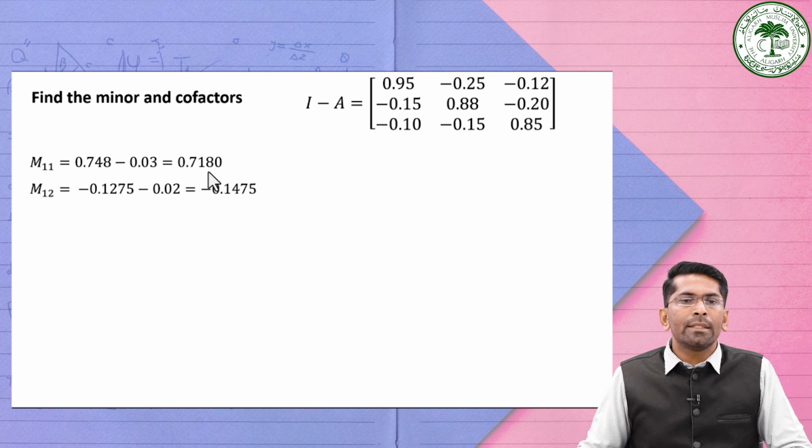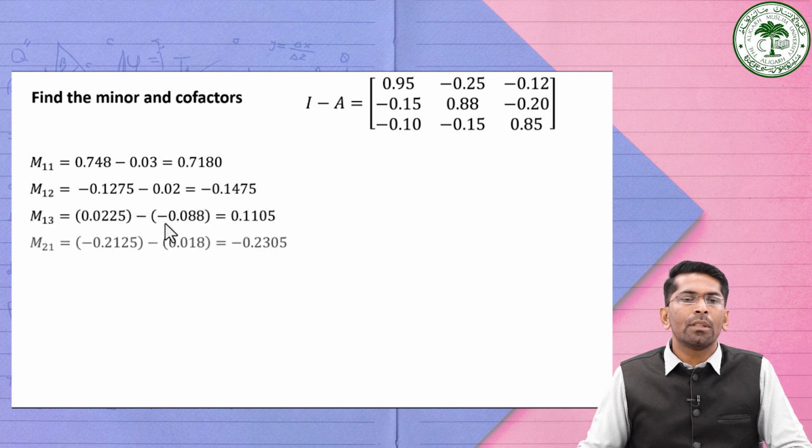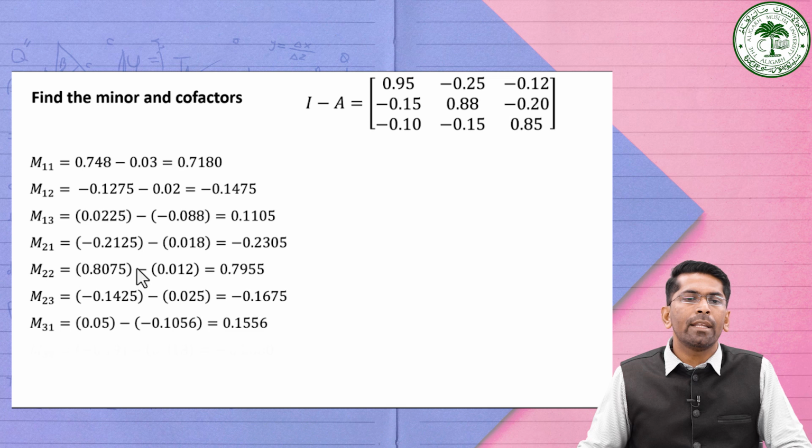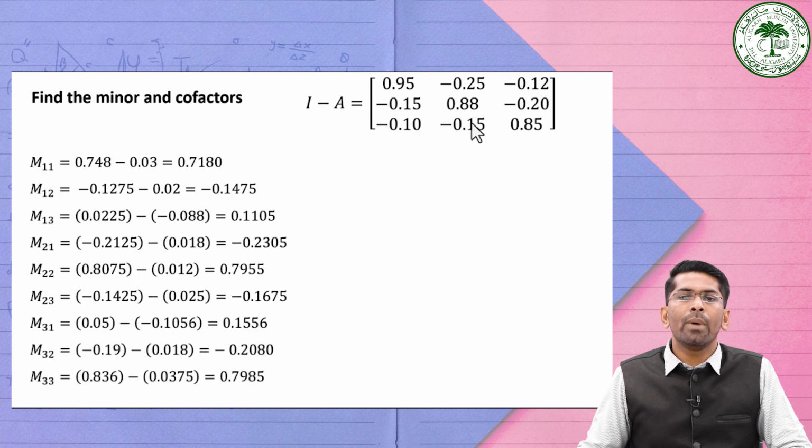Similarly, you can find the second minor, third minor, fourth, fifth, sixth, seventh, eighth and ninth. We have a 3 by 3 matrix, so we will have 9 minors as well. So the 9 minors are found. Then after finding the 9 minors, we can go for calculating the cofactors.